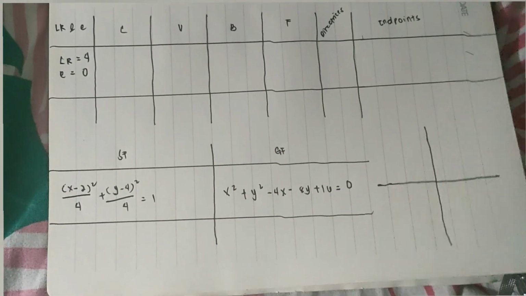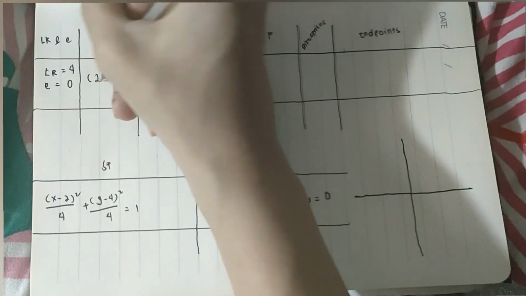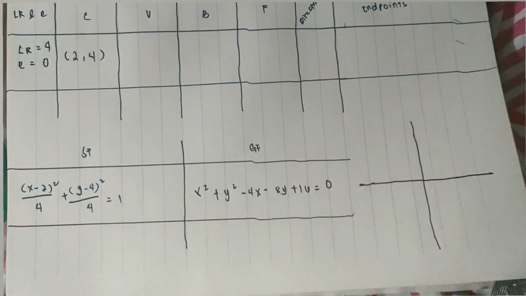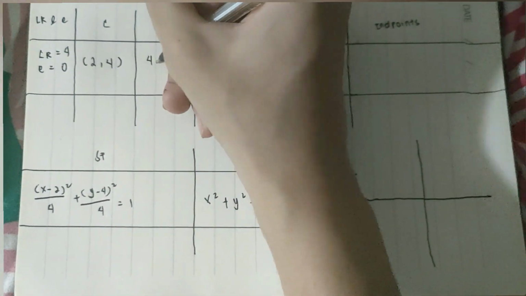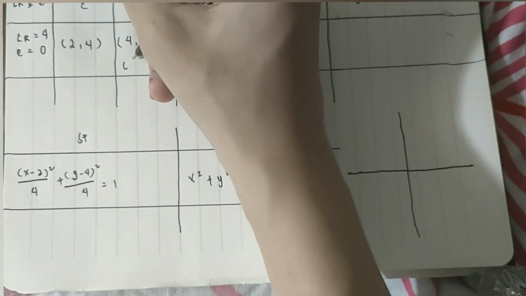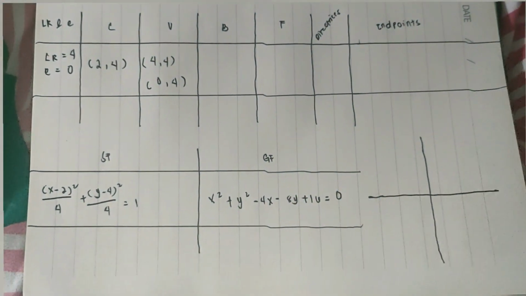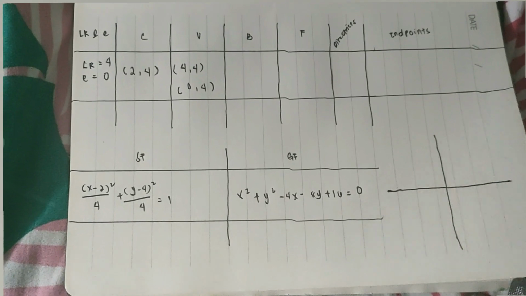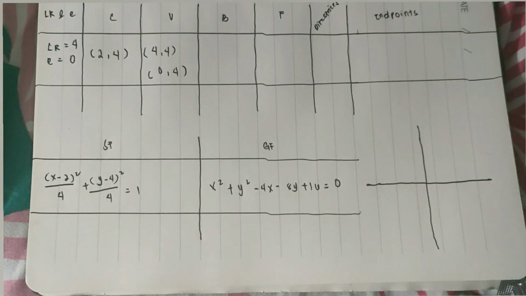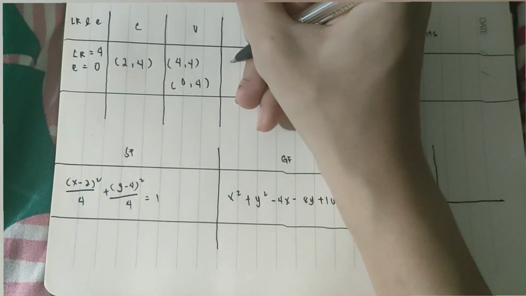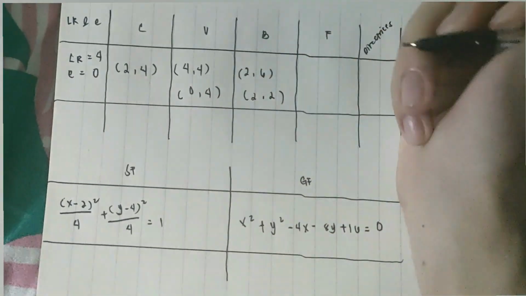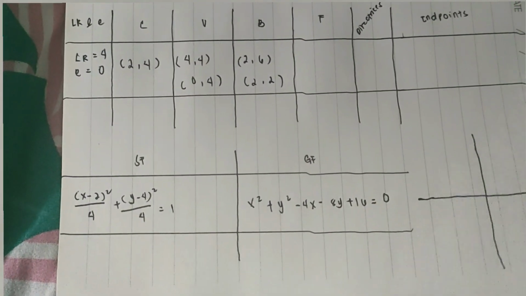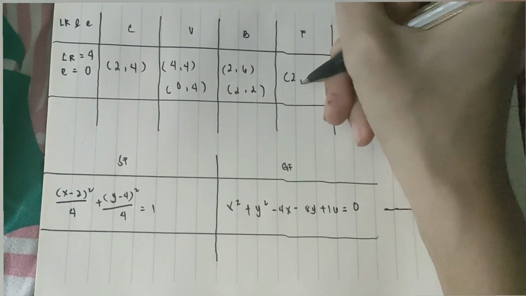Yung e ay 0. At yung center niya ay naka-plot sa 2 and 4. Yung vertices, 4 and 4 at 0, 4. Yung distance from the center to the end ay 2, 6, and 2, 2. Ang focus ay 2, 4.